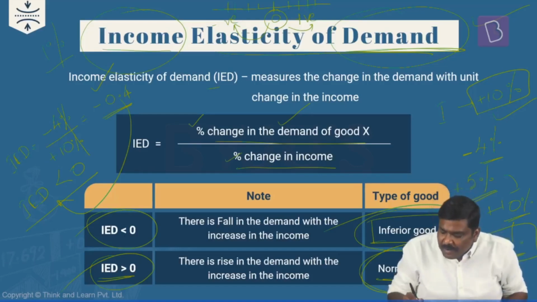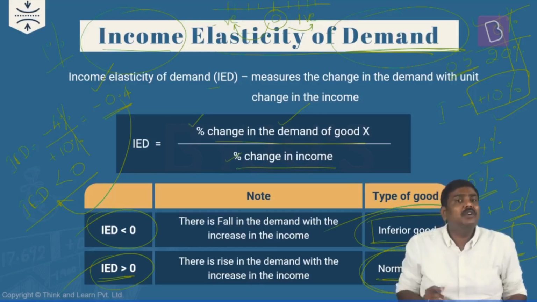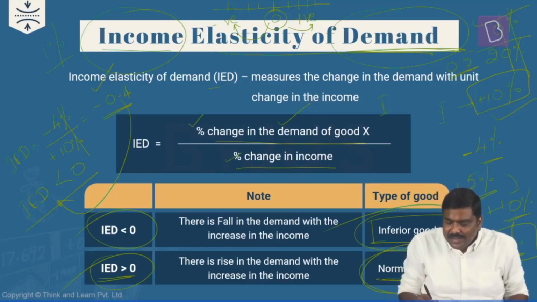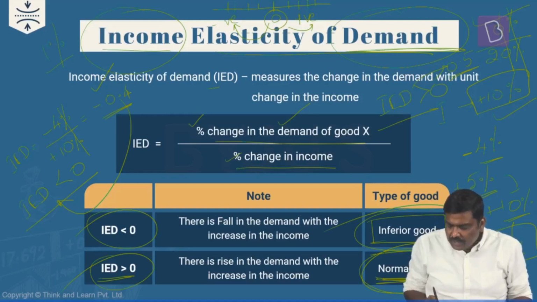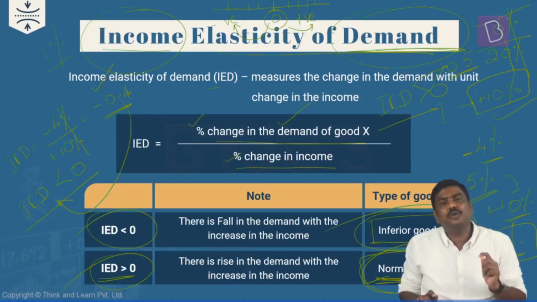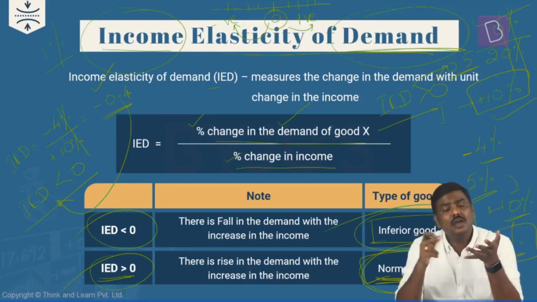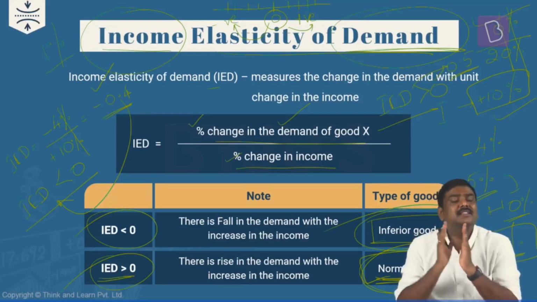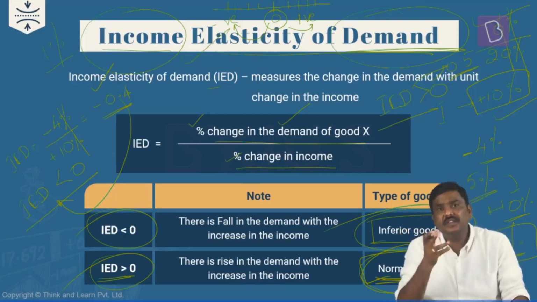Imagining the demand has increased by 10% with a rise in the income of 20%, what is the outcome? The outcome is 0.5. But rather than saying 0.5, can I simply say that IED is greater than 0? Greater than 0 essentially means positive. So whenever IED is greater than 0, we'll simply refer to this as a normal good. Okay. So remember this. IED less than 0, inferior good. IED greater than 0, it's a normal good. That is the application of income elasticity of demand.